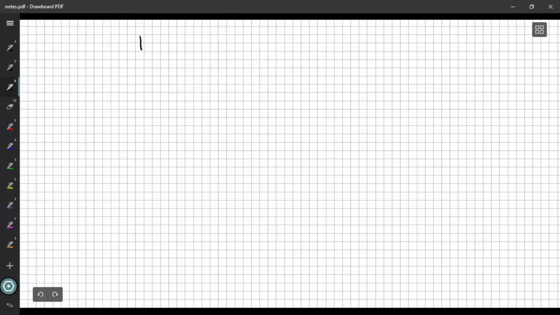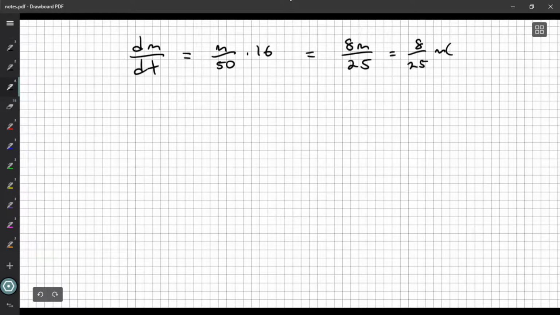So, to clear things up, what's our differential equation? dm by dt is minus m, we could write m of t, over 50 times 16. This isn't a physics class, so we don't really need the units lying around. We could simplify that a little bit and say minus 8m over 25, or if you really want to, you could write minus 8/25 m of t. But there's our differential equation. Now it's up to us to try and solve it.